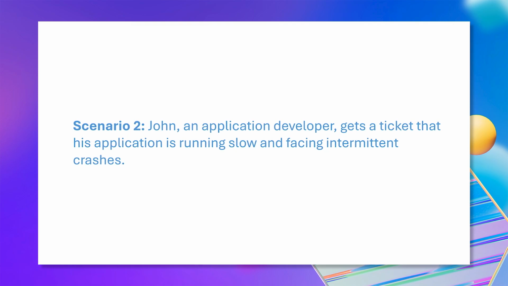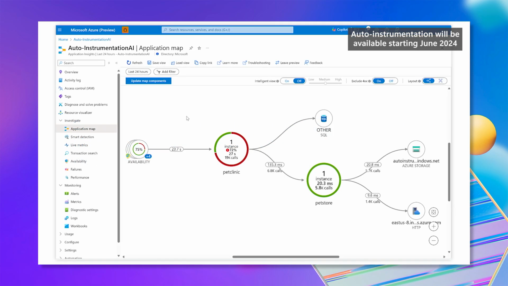Let us look at a second troubleshooting scenario. Here, John, an application developer, gets a ticket that his application is running slow and is facing intermittent crashes. They start their troubleshooting journey from Application Insights, or the app layer. They use App Insights to analyze the telemetry of the application that is of concern. They land on the application map, which gives them a visual overview of the application architecture, components, and interactions.